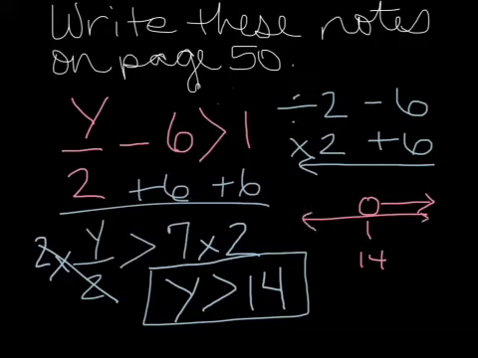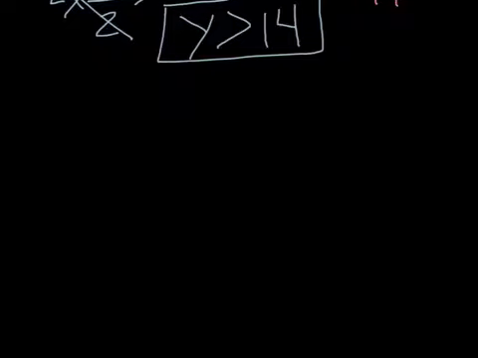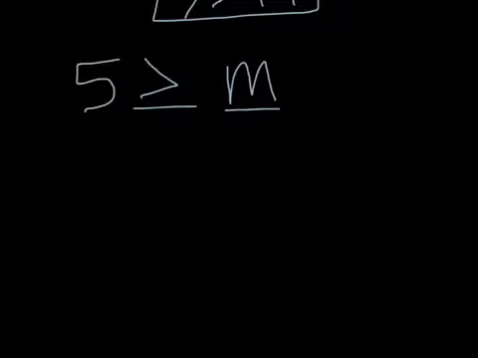So on your notes, you will see that I add 6 to both sides, and then y over 2 is greater than 7. Then I multiply both sides by 2, and then I get y is greater than 14. The next problem that will be on your notes is going to be 5 is greater than or equal to m divided by negative 3 plus 8.